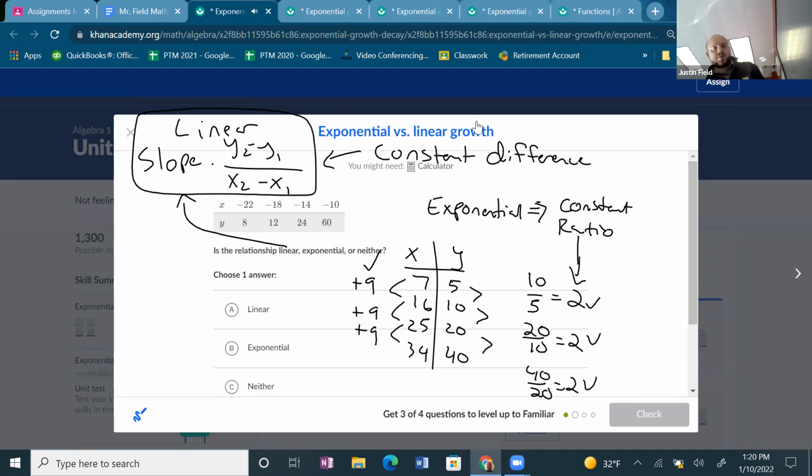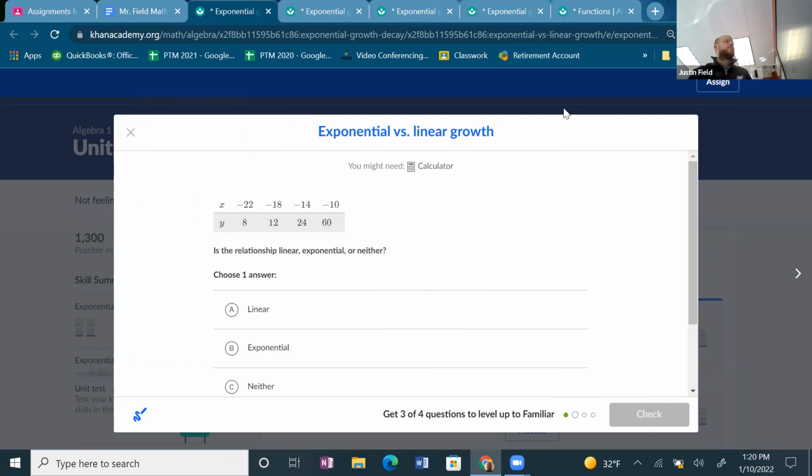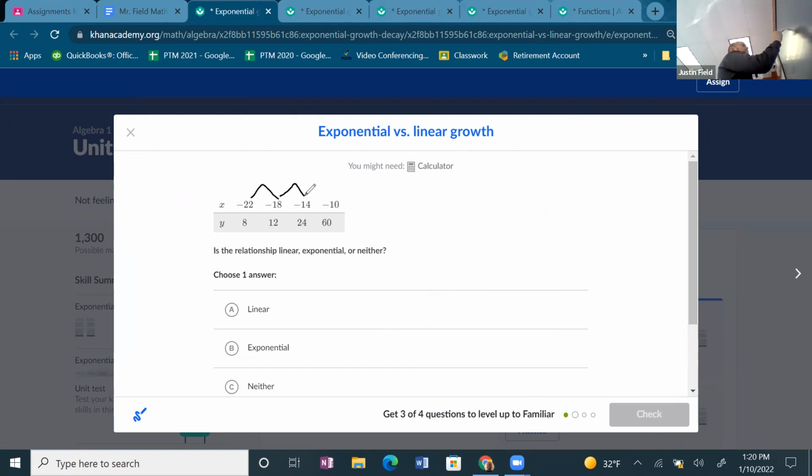Oh yeah. All right, let's do one more. So now what about this one? So checking again for a constant difference in the x's. So from 22 to 18, we're adding 4, adding 4, adding 4. So that checks. Okay, now let's see about this. 12. Oh, we're adding 4. Are we adding 4 again? No, we're not adding 4 again. So it's not linear. It might be neither though.